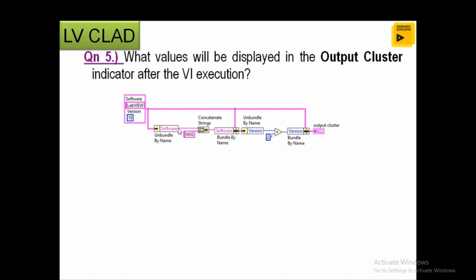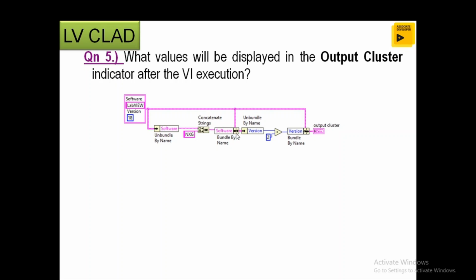So software name has been unbundled, so that name has been concatenated. The concatenate function is available in the string palette. Concatenate is nothing but simply combining both strings. So LabVIEW and NXT have been combined and provided. Then it is provided again to the software name in a bundle by name. Here also I'm providing that input cluster format, that is mandatory for it.